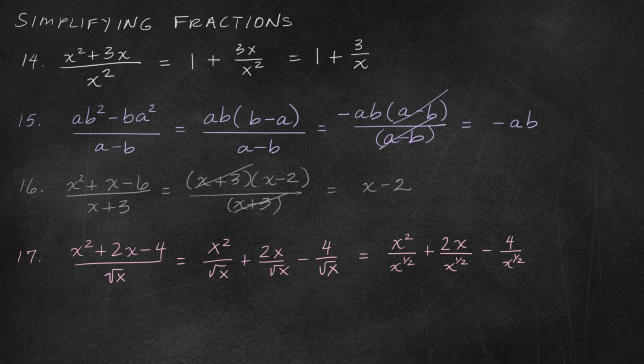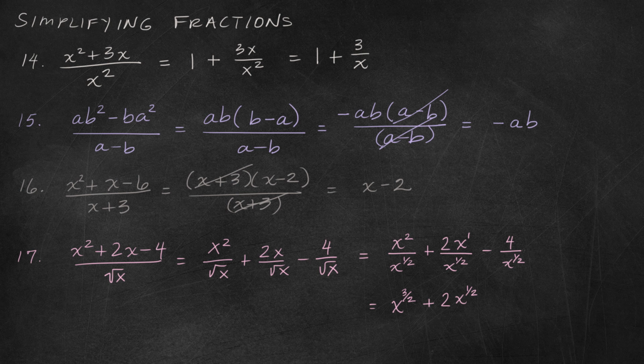And then we can subtract our exponents since we have like bases in our first term. So 2 minus 1/2 leaves me with 3/2, so x to the 3/2 plus, and then here in the second term, it's x to the power 1 divided by x to the power 1/2, subtracting our exponents there, leaves us with x to the power 1/2.